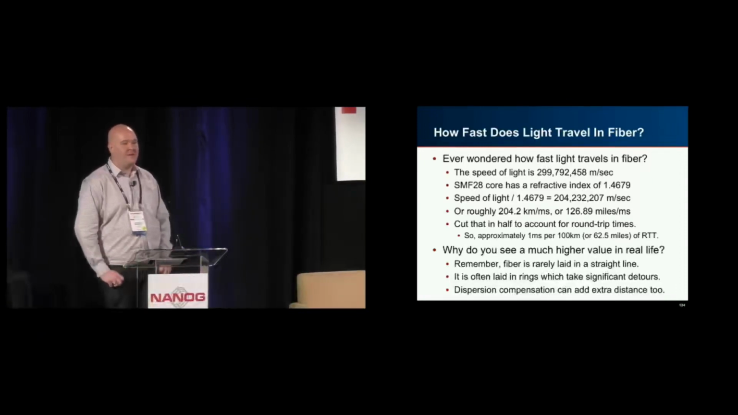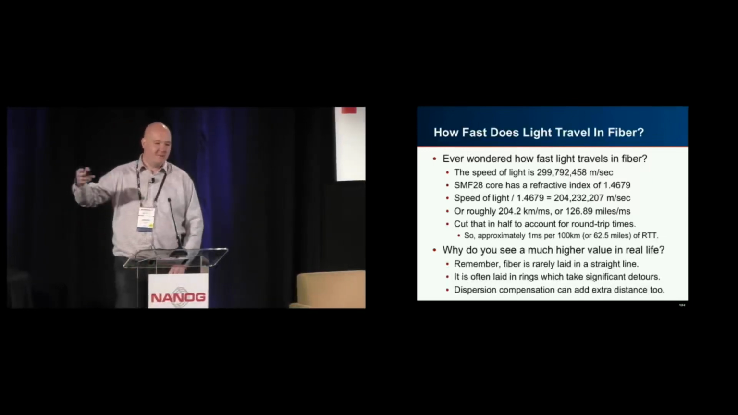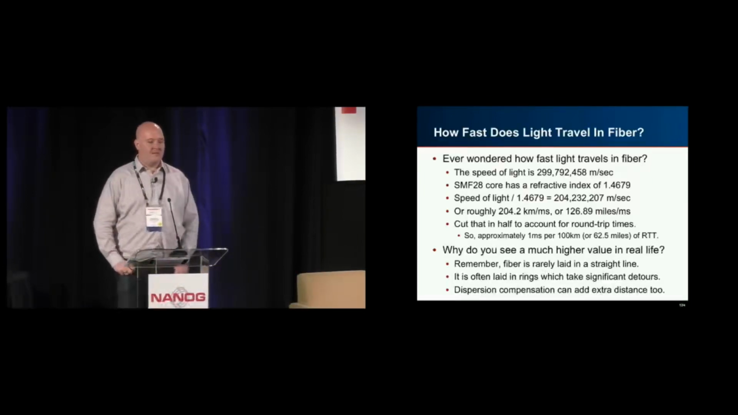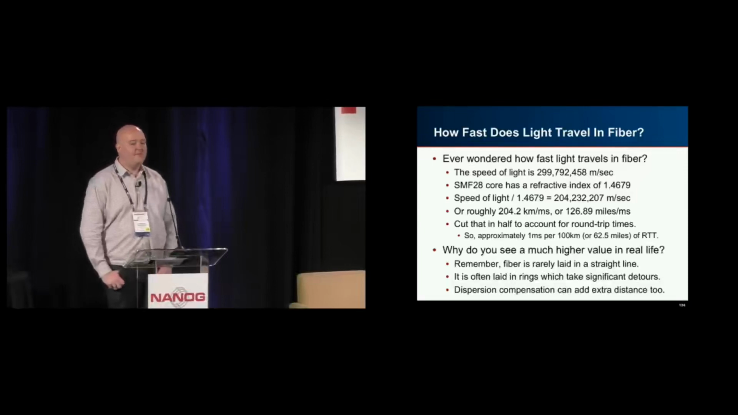If you want to compare that to what you see in a ping or a trace route, you have to cut that in half again to account for round trip time. So more or less, you see about 1 millisecond of latency for every 100 kilometers or 62.5 miles of fiber in the real world. If you ever go on Google Maps and do the distance and wonder why am I seeing such a higher value, remember that fiber never gets laid in a straight line.